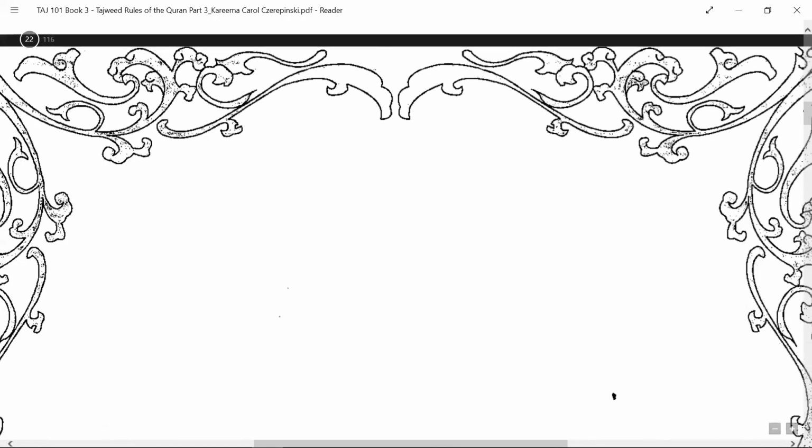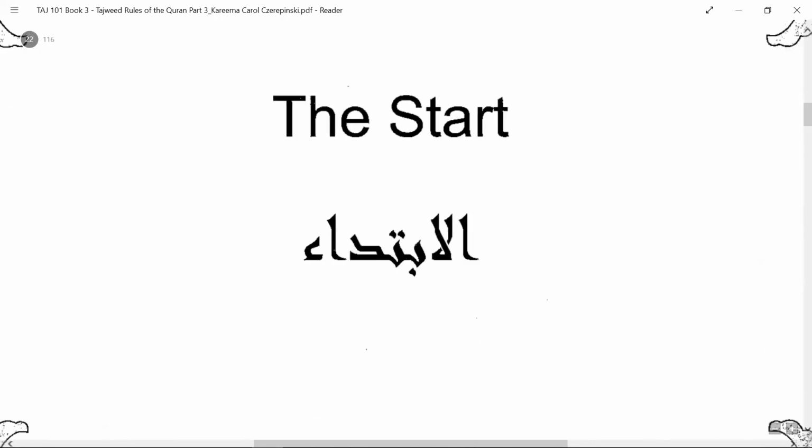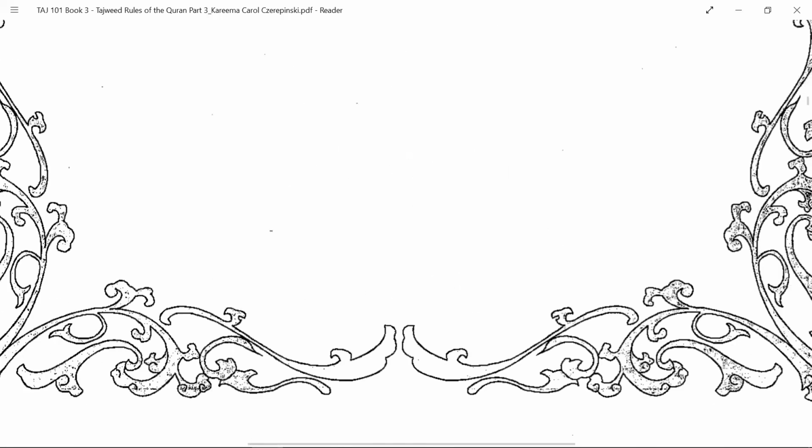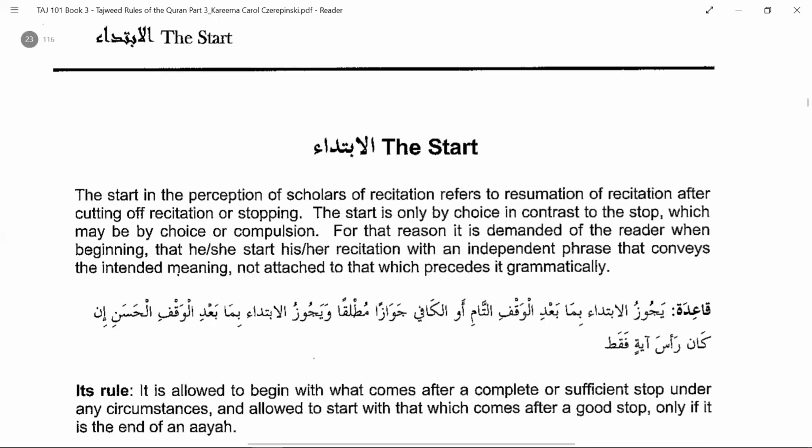Okay, so alhamdulillah, that completes all the stop topics that are mentioned in this book, and we already saw which were the ones mentioned. And the next topic in the next lesson is the start, al-ibtida. Ibtida is from bada'a. Bada'a means to begin or to start. So al-ibtida is the noun form of the start. So let's begin about start.